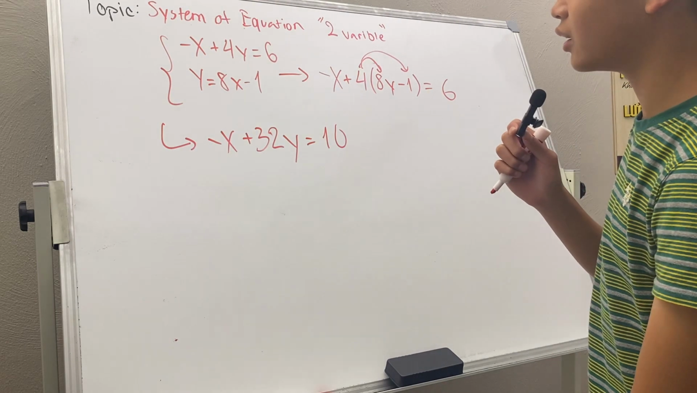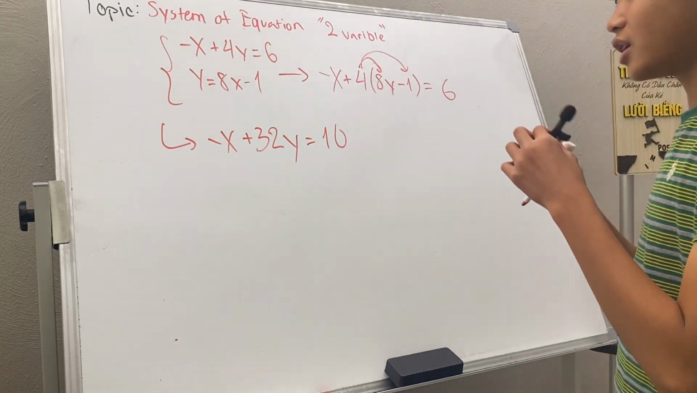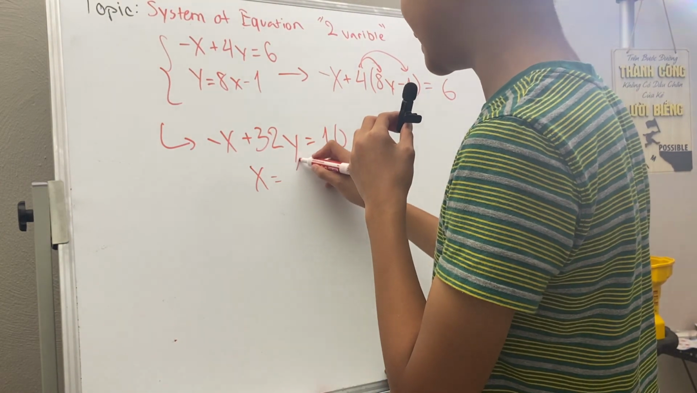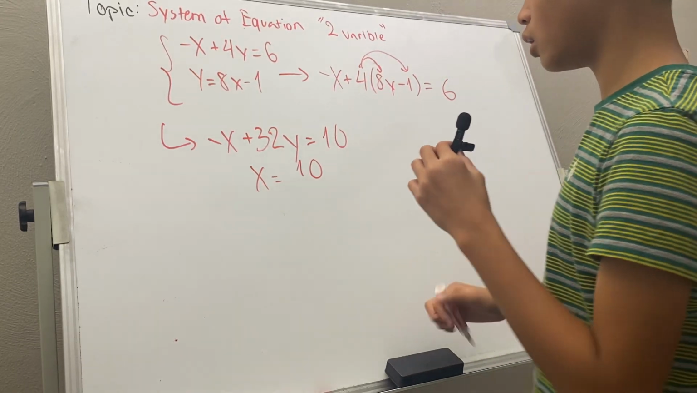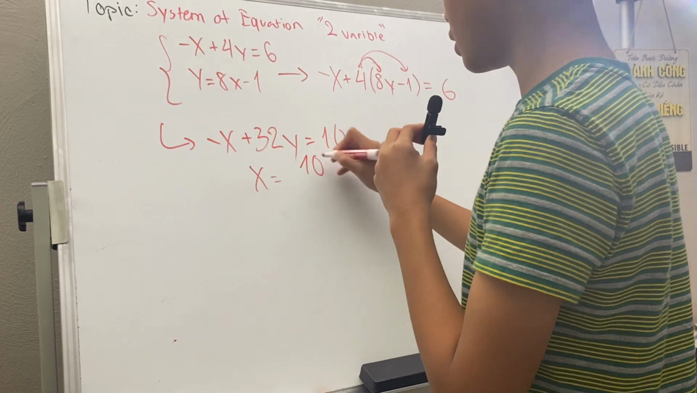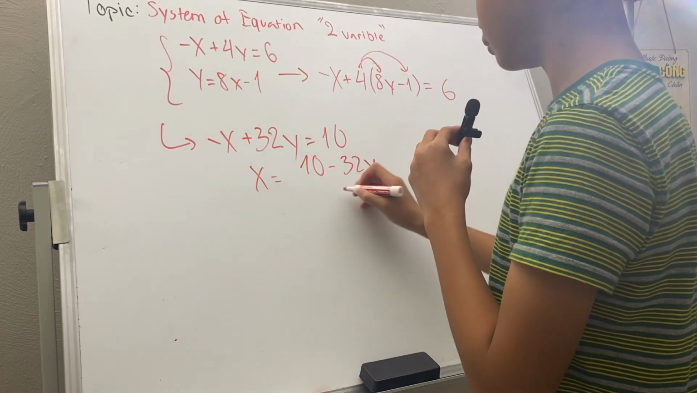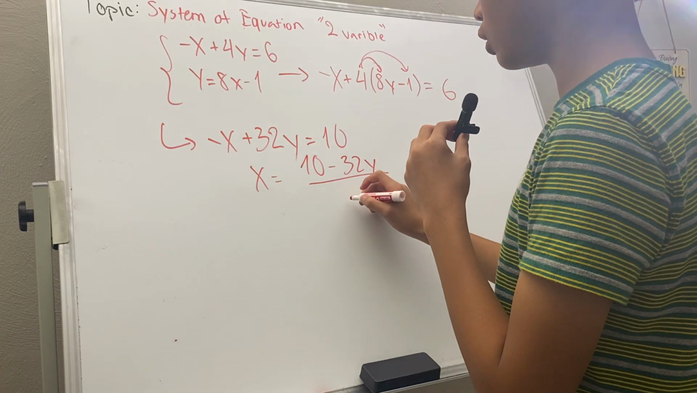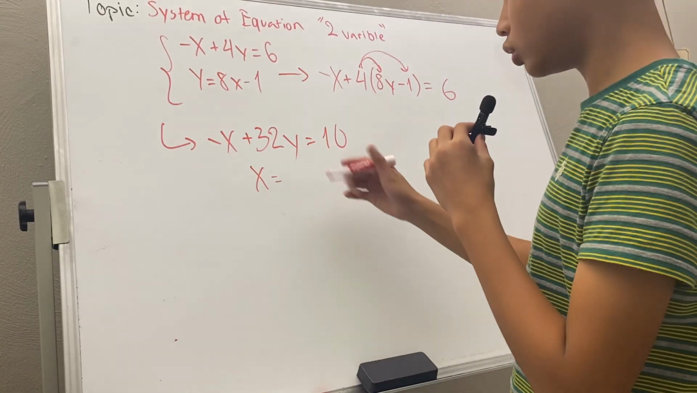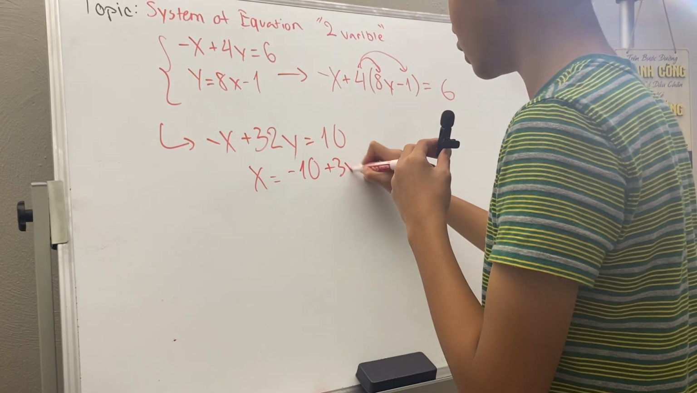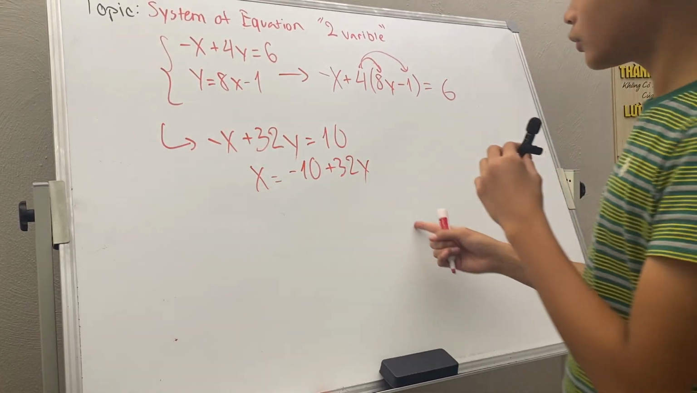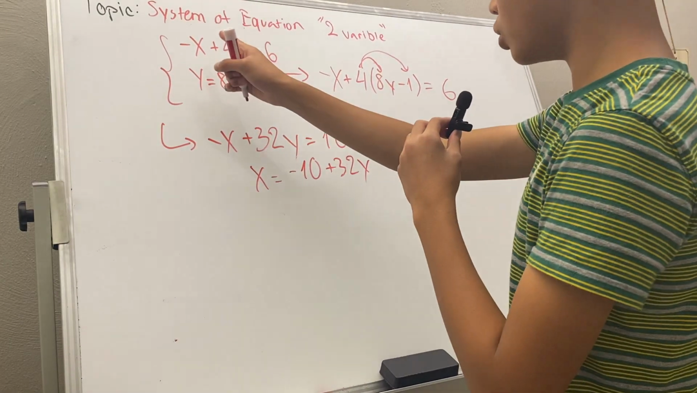Hold on. What am I saying? Okay, let's just. So that means x is equal to 10. Hold up. No. Minus. So 10 minus 32y over negative 1. Divide by negative 1. So basically, negative 10 plus 32y. Okay? Plug this into here.